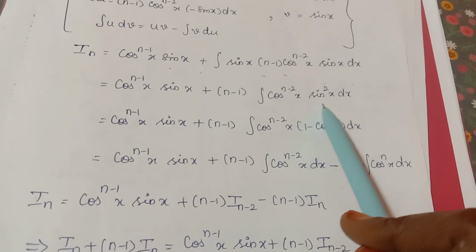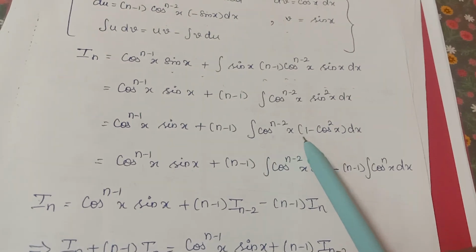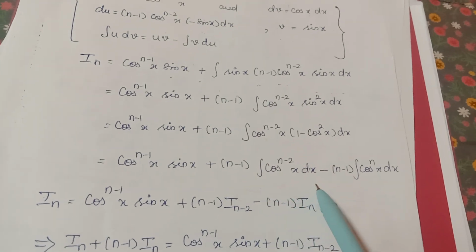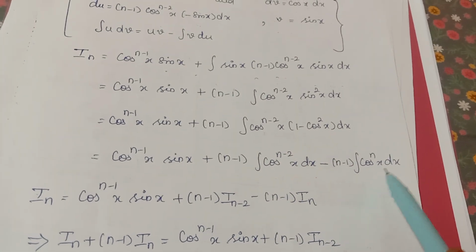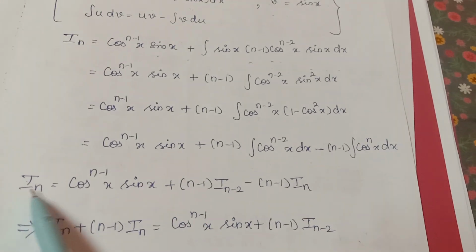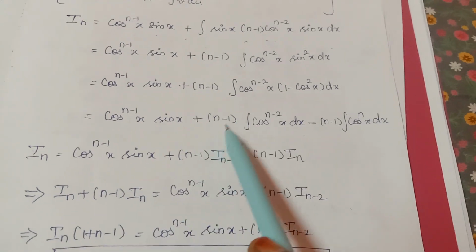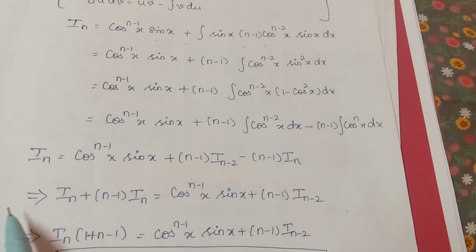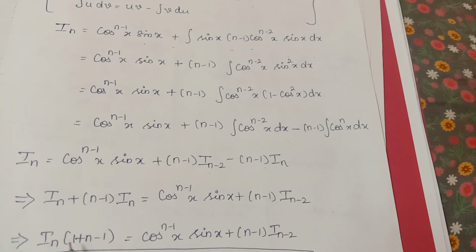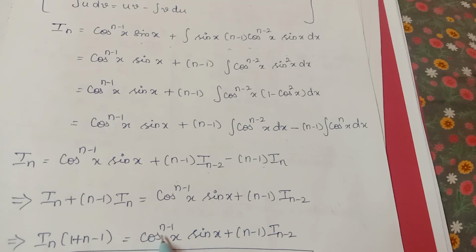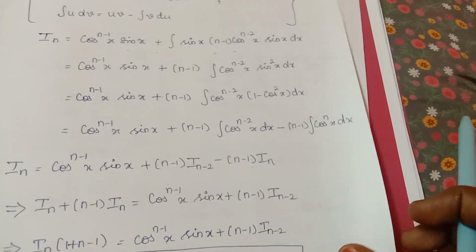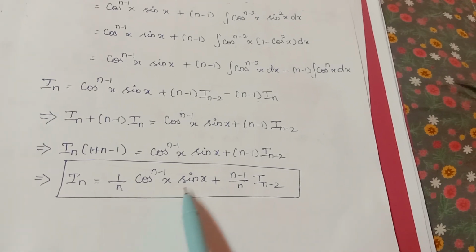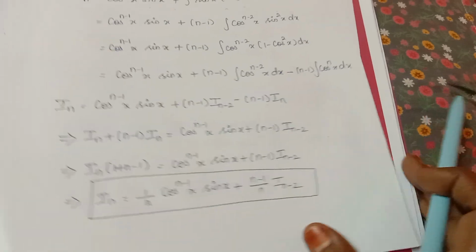Okay. So I want to change this sin into cos, so that I am writing as 1 minus cos square x dx. Then you multiply. It will be integral cos power n minus 2x dx. Another one is integral cos power nx dx, right? Okay, so In equal to cos power n minus 1x sin x plus n minus 1 into, this is what, I n minus 2 minus n minus 1 into In. Bring all the In terms to the left side. So what I am getting, n In equal to cos power n minus 1x into sin x plus n minus 1 into I n minus 2. And finally, In equal to 1 by n into cos power n minus 1x sin x plus n minus 1 by n into I n minus 2.